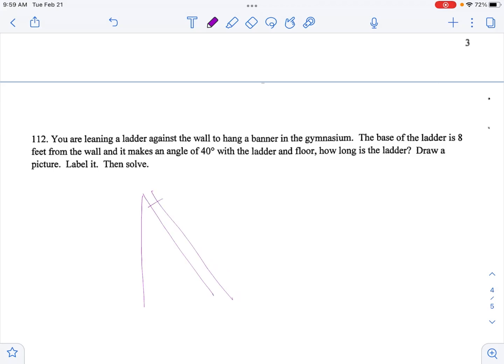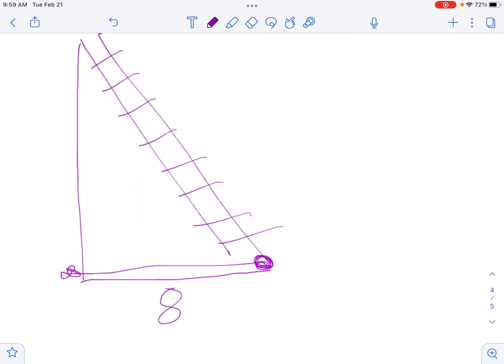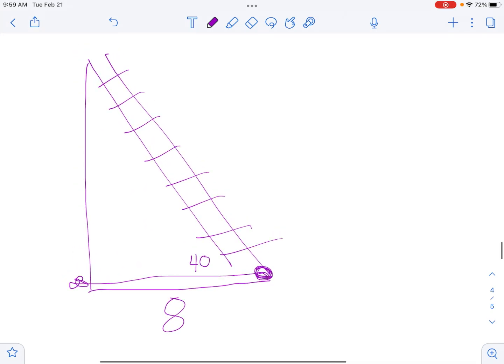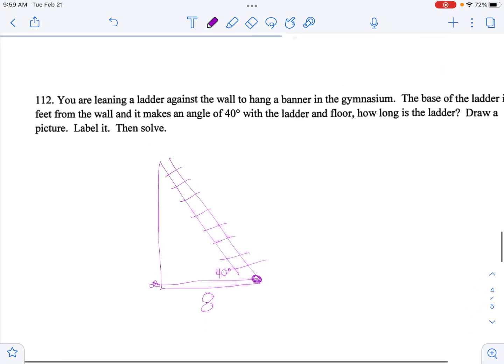So I'm actually going to draw my ladder like this. Okay. Now, the base of the ladder is 8 feet from the wall. So that means the bottom of the ladder to my wall is going to be 8 feet. So this line is 8. And it makes an angle of 40 degrees with the ladder and the floor. So the ladder and the floor would be 40 degrees here. How long is the ladder?